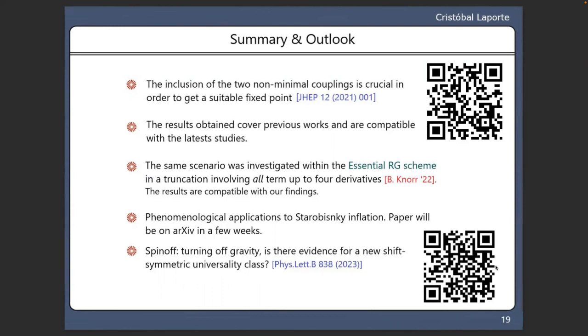There are a couple of phenomenological applications that we have developed in this scenario, specifically to fit Starobinsky-like inflation. The paper will appear, I hope, fingers crossed, in a few weeks. And now, if you turn off gravity, as a spin-off, we found that there is evidence for a new shift symmetric universality class. So the spectrum of critical exponents that we have found in that paper is quite new. That was a paper that appeared last year, or sorry, this year, and you can also find the paper on arXiv in the second QR code.